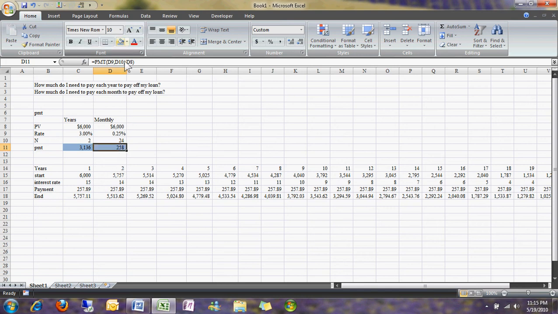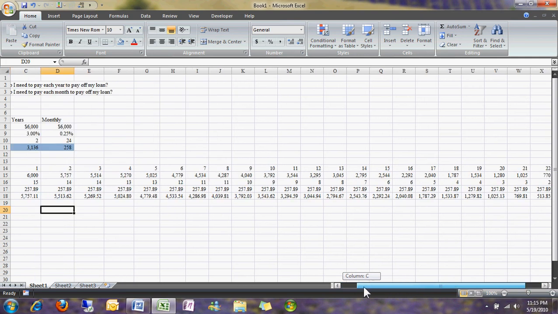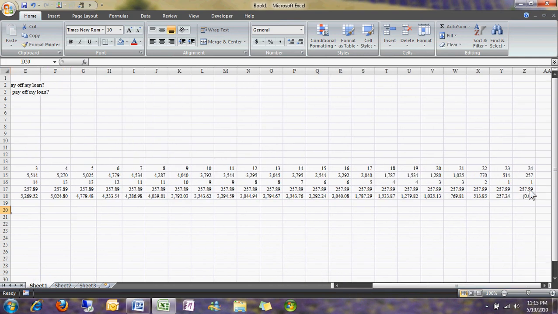And then you can kind of play around with it a little bit more. But essentially, this is just one way for you to figure out and mess around with ways of paying off your loan.